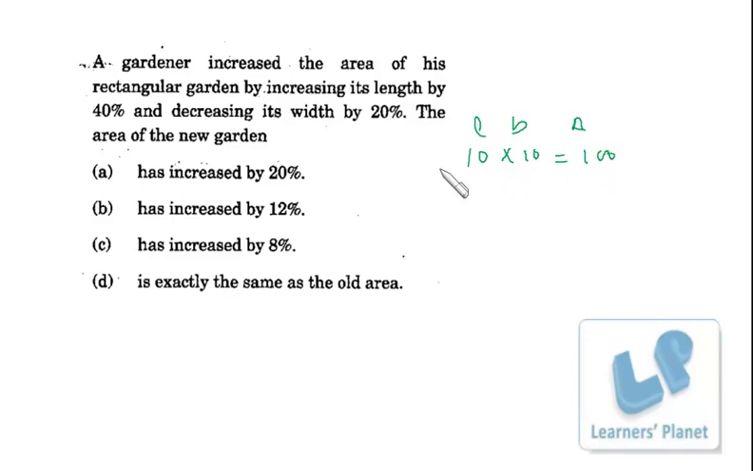Now length is increased by 40%, so the new length will be 14. 40% we are increasing, so new length is 14, and width is decreased by 20%, so the new width is 8, right? So initially the area was 100, now it is 112, so very easily we can say it is 12% increase, right? So it has increased by 12%, right?